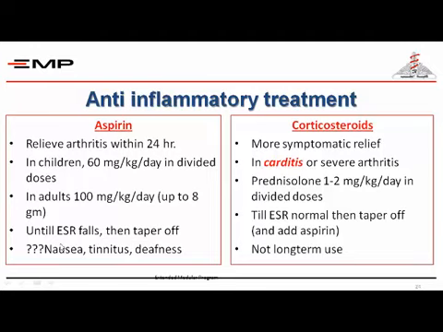We have to take care with aspirin because these large doses over these weeks can cause some problems like tinnitus or deafness. The other treatment is corticosteroids. Nowadays we are not using corticosteroids that much, only in carditis if we have proof of carditis or if there is severe arthritis. So we will give prednisolone 1 to 2 milligram per kg per day in divided doses until ESR becomes normalized, and then during tapering off of steroids we have to add aspirin and continue the same aspirin regimen.